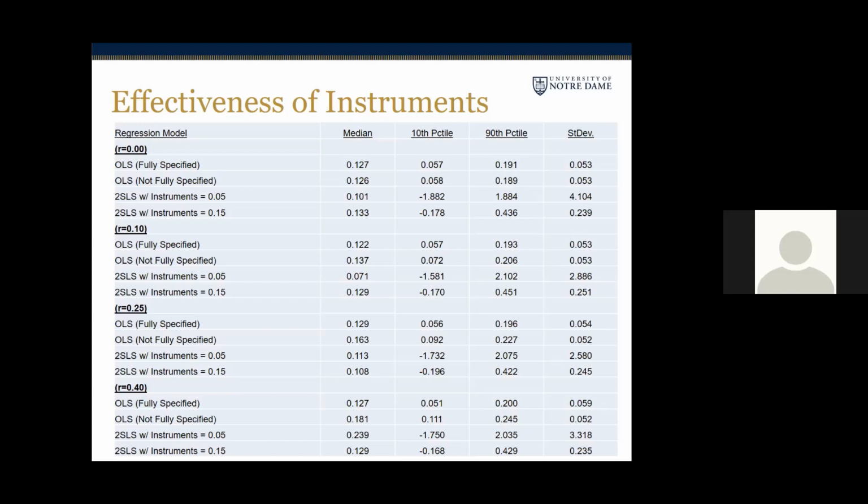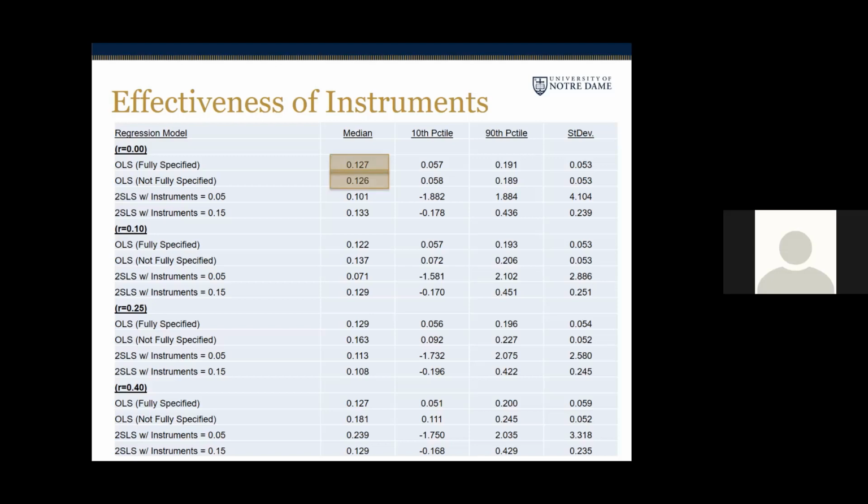With these different conditions where it says R equals 0 or R equals 0.1, that's how correlated the omitted variable is with the independent variable. When there's no correlation between them, our model predicted this coefficient here, 0.127. And then in a model where we did not include that omitted variable, such that it's omitted, it was predicting something right on those same lines.